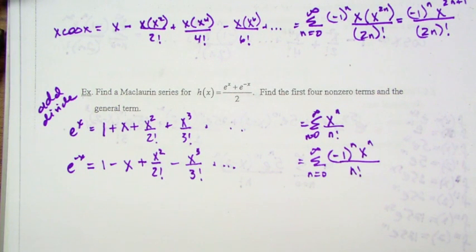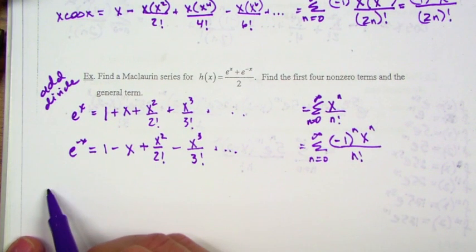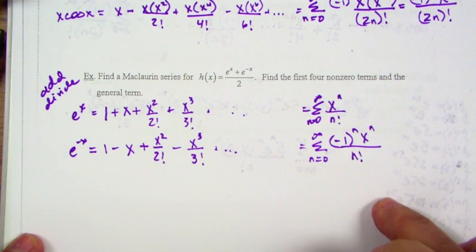Yes? Could you put the negative with the x? Just negative x to the n. Yes, you could do negative x to the n. Yes. Okay, so what line do you want to write next?